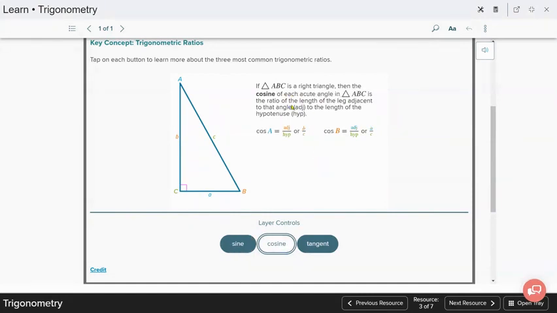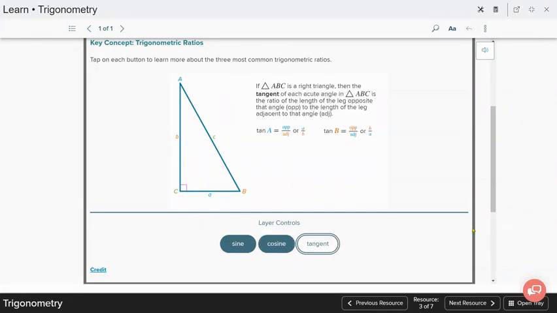The cosine is the ratio of the adjacent side over the hypotenuse. Adjacent means the side next to the angle. Again, if we're looking at angle A, the adjacent side to A is side B, and the hypotenuse is C. So cosine of A would be B over C. If we switch our reference angle to angle B, the adjacent side becomes side A, so cosine of B would be A over C. Notice that your hypotenuse never changes. It's always across from your right angle.